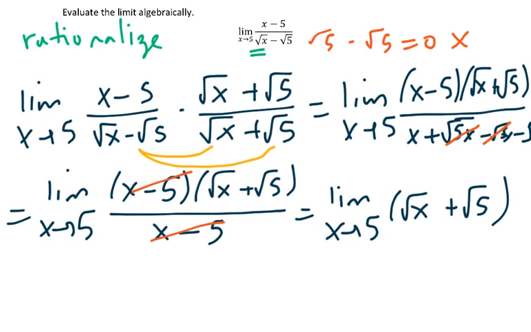So now what I'm going to do is just try direct substitution again. There's no more denominators, so I shouldn't get any errors when I do that. So I'm going to plug 5 in, so I get square root of 5 plus square root of 5, or 2 square roots of 5.